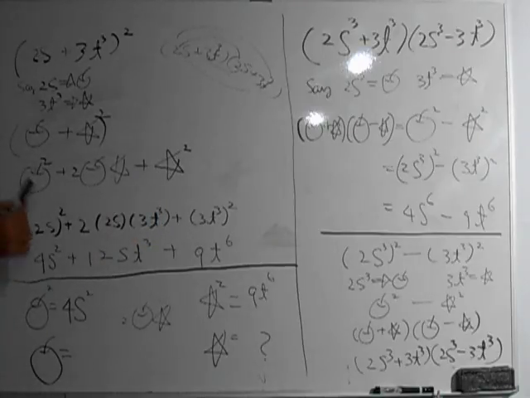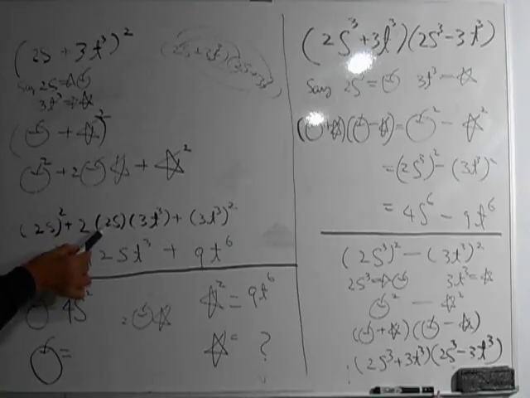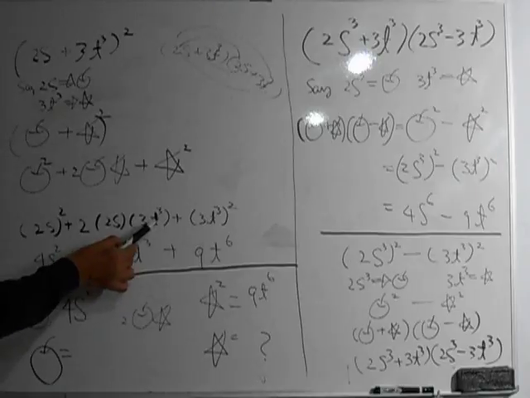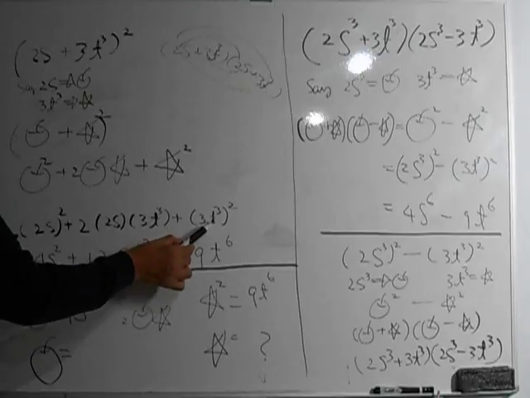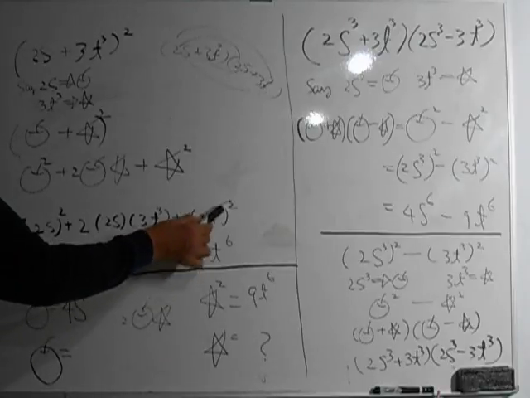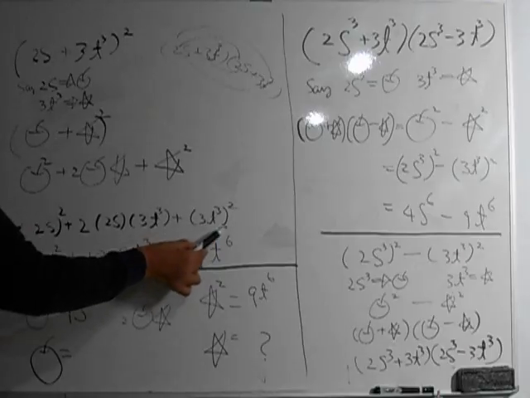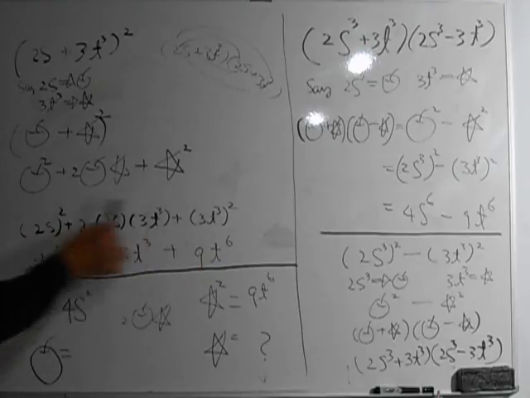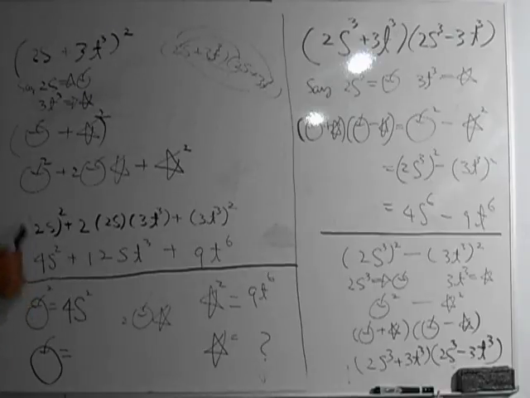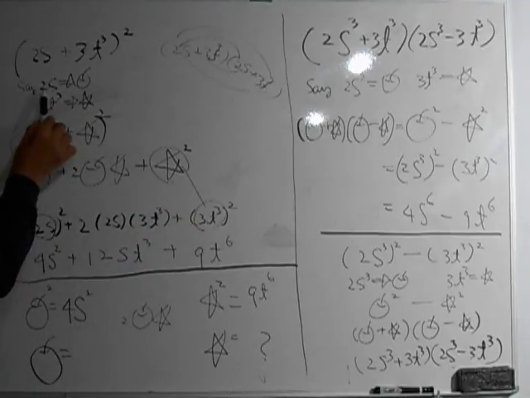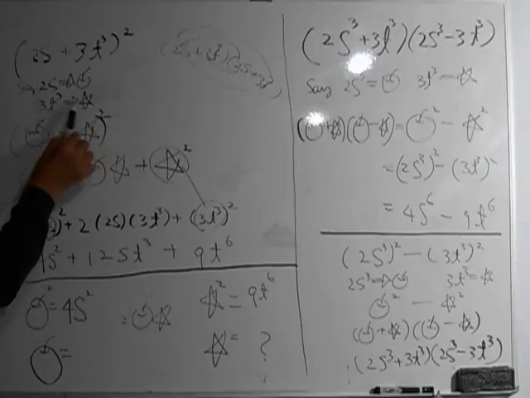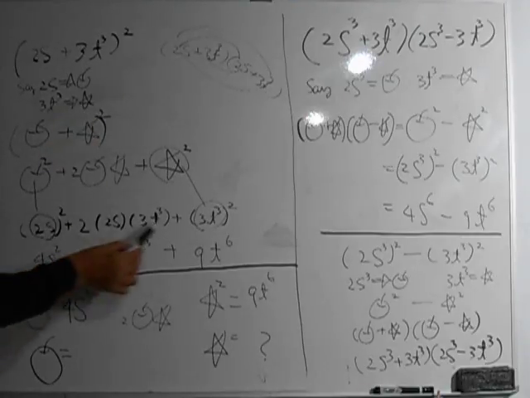So what's inside the apple? (2s)^2 plus, I just rewrite it, 2 times apple, which is 2s, times star, which is 3t^3, plus star, which is (3t^3)^2, right there. Everything in there, you put in parentheses. Be careful, parentheses and everything. Making sure apple is this, star is this. Making sure 2s is apple, 3t^3 is star. So I rewrite this way.